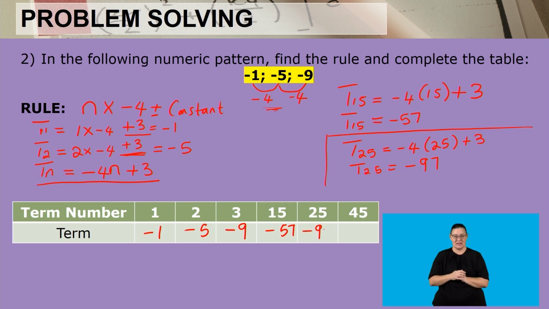What about our term 45? Well, if we substitute 45 into our formula, our answer is going to be a -177. Is that the answer that you got? Well, that is absolutely correct.